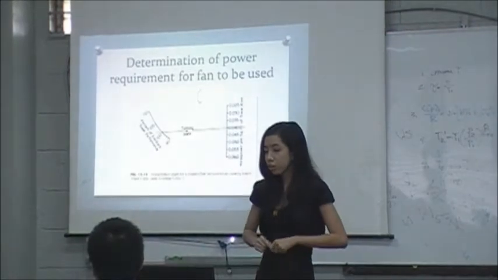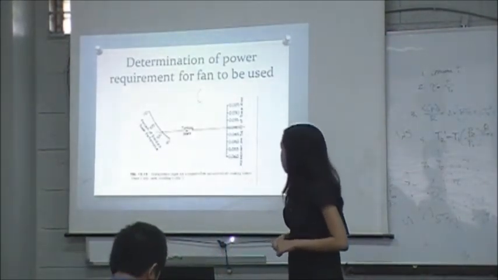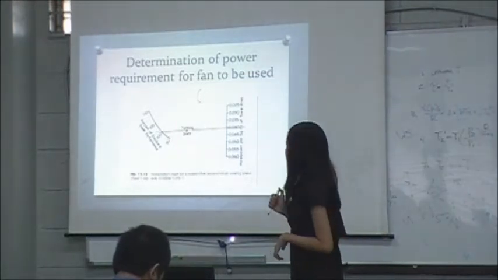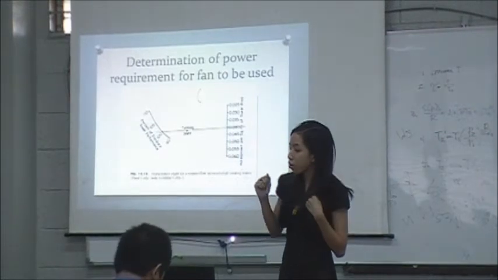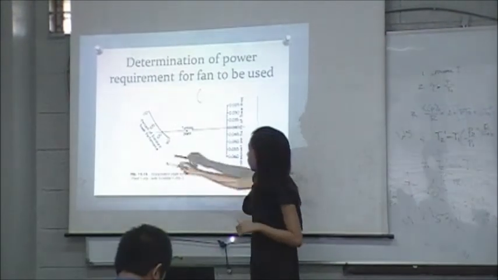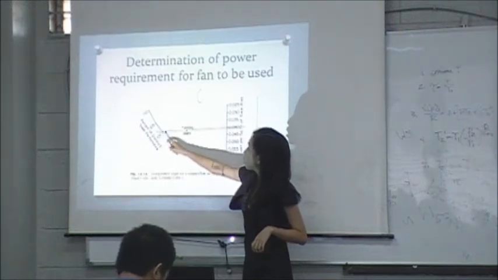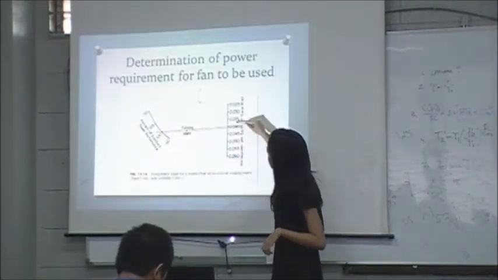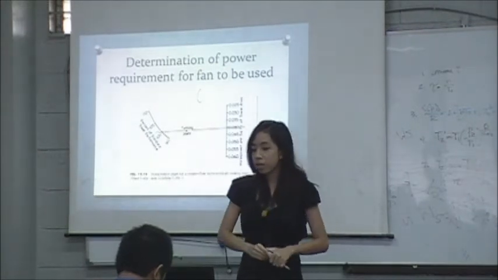For the determination of power requirement for the plant to be used, based on the given performance of 100%, we will extend the line from 100 to the turning point and extend it to the horsepower line to get the horsepower needed by the plant.